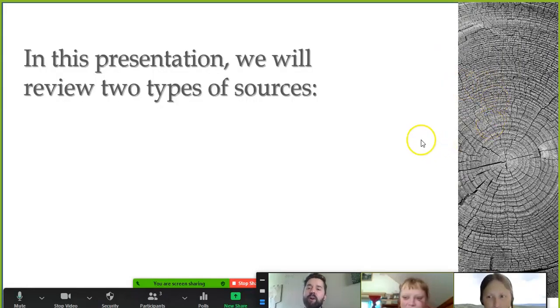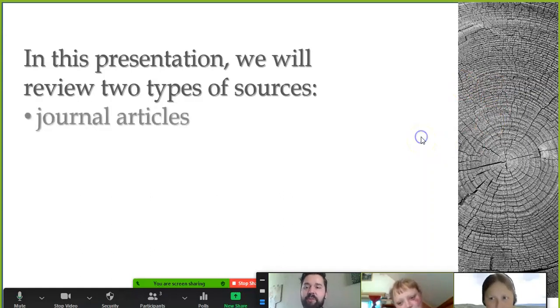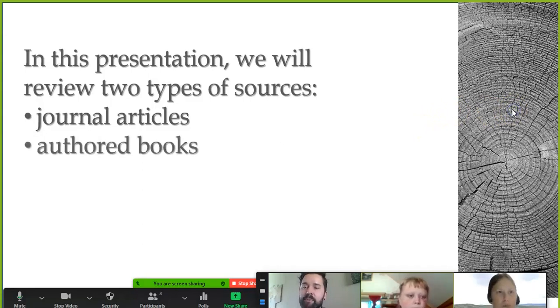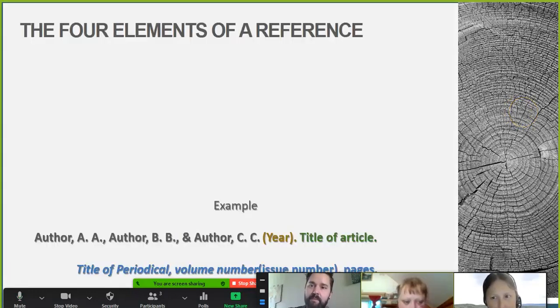So we'll talk about two types of sources for this references portion of the presentation. We'll talk about journal articles, because those are very frequently required in APA papers or in the types of assignments that you'll do in your classes at Grace Harbor College, and authored books. Typically I see students in the Writing Center working with textbooks for their classes or books that they've checked out from the library. And so we'll talk about how to create a reference entry for those as well.